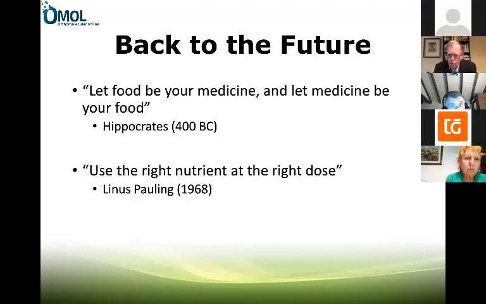So it is possible, but very few populations can eat the amount of fish that the Japanese do.